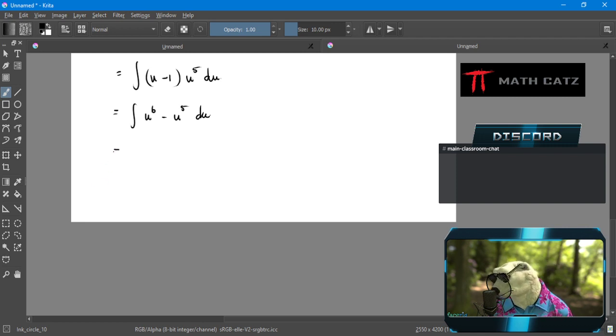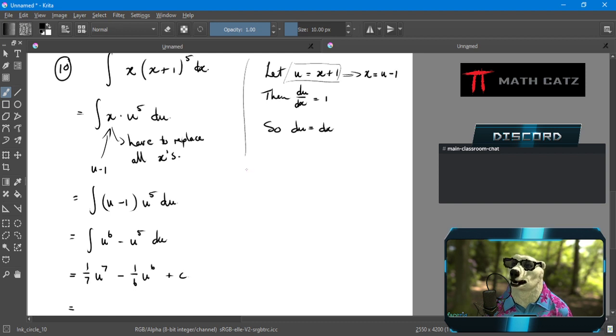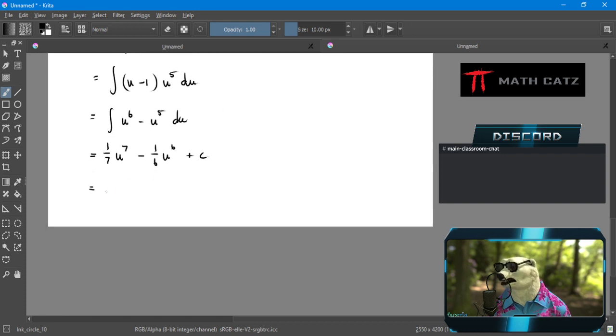And I'm back in my basic properties. So the antiderivative of u to the 6 will be u to the 7 with a 1 over 7 correction, minus u to the 6 with a 1 over 6 correction, plus c, of course. And then I just go back and now remember, what was u actually? U was x plus 1. So I replace it. So it's 1 over 7, x plus 1 to the power of 7, minus 1 over 6, x plus 1 to the power of 6.